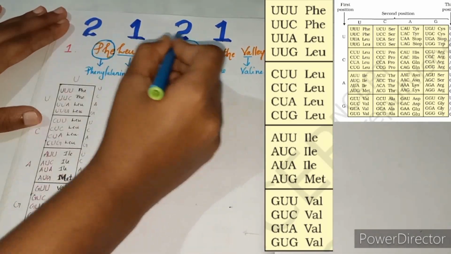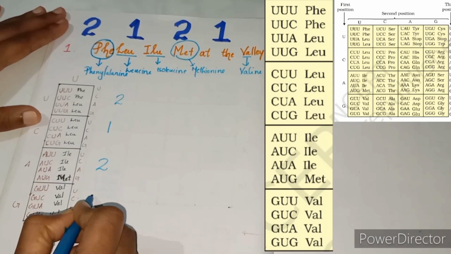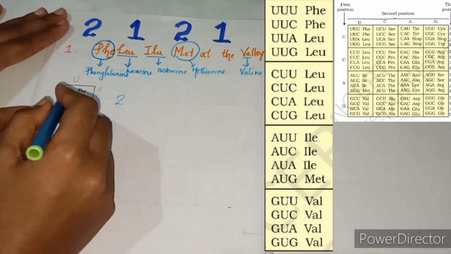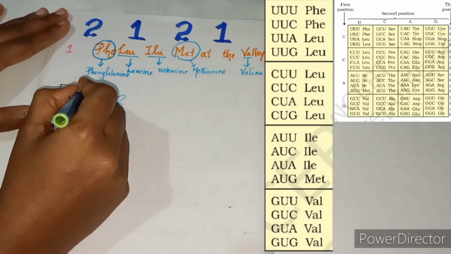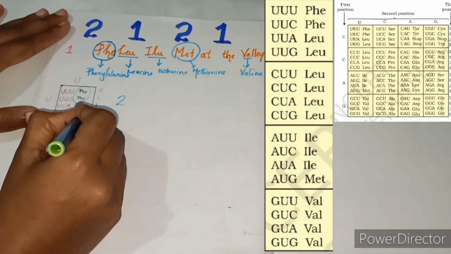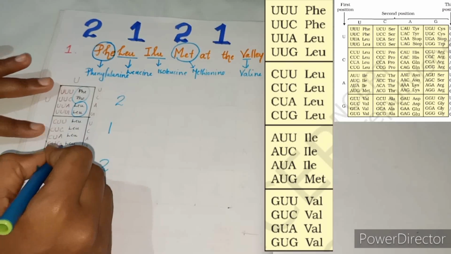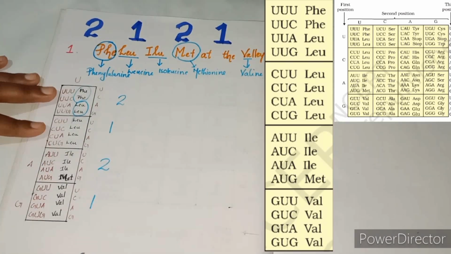Here remember the magic number 2, 1, 2, 1. That is, here there are 2 amino acids. The triplet codons code for 2 amino acids, phenylalanine and leucine. Here this codes for just one amino acid, that is leucine. That is what this number 1 indicates.